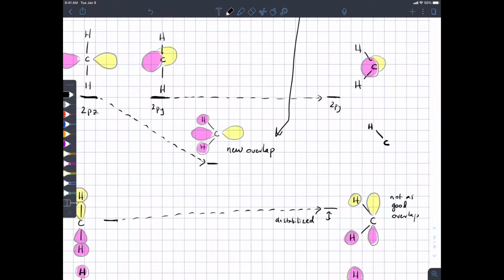It's got more s character in the part of the orbital that's on carbon. So we'll draw a hybrid type orbital on carbon. Because of that increased s character, the orbital goes down in energy by some amount. I won't worry about how much.